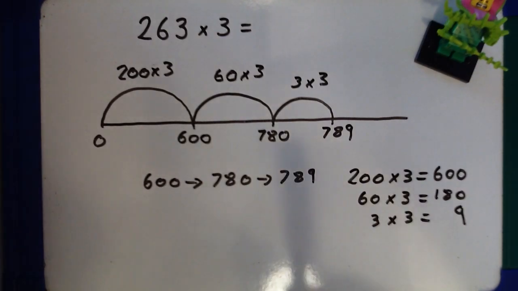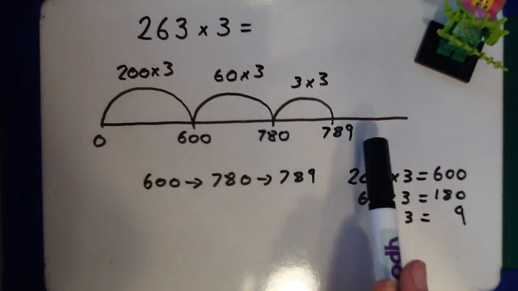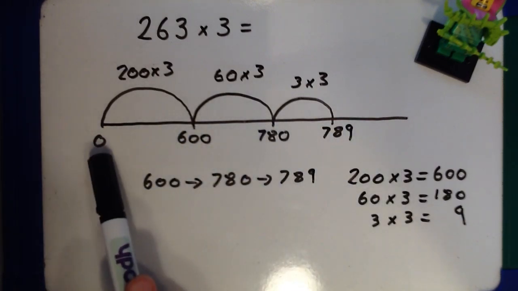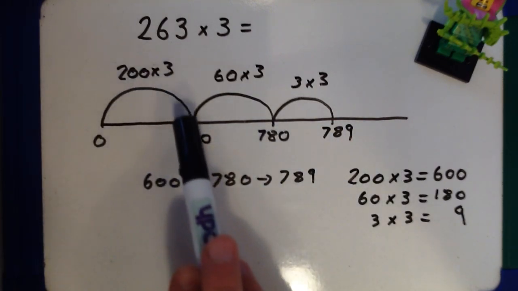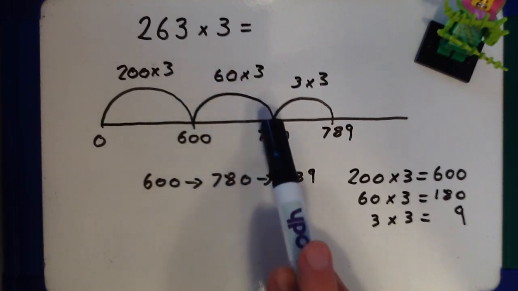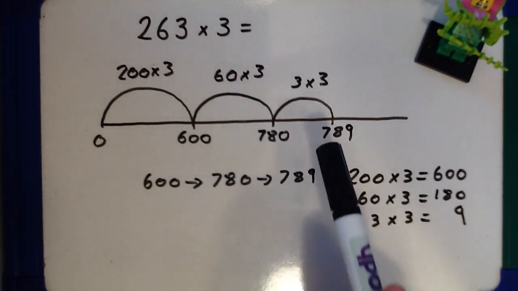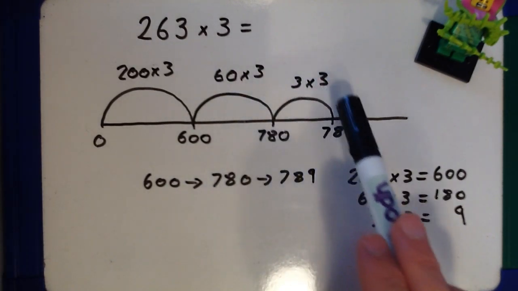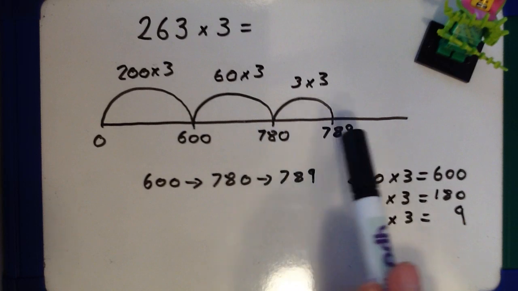So to solve this mentally, I initially drew my empty number line. So you can see that I started at 0, I added my hundreds, so that's 200 sets of 3. I added my tens, that's 10 sets of 3, 60 sets of 3. And I added my ones, so that was 3 sets of 3. And I kept a running total at the bottom.